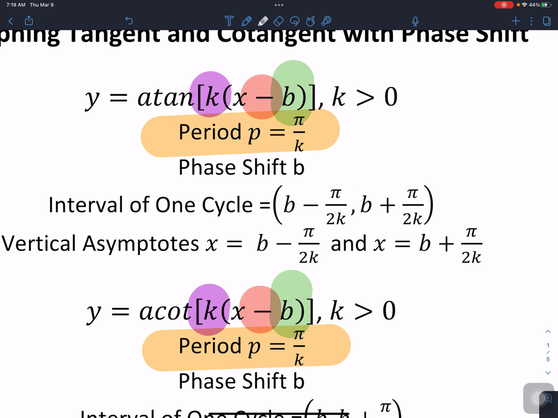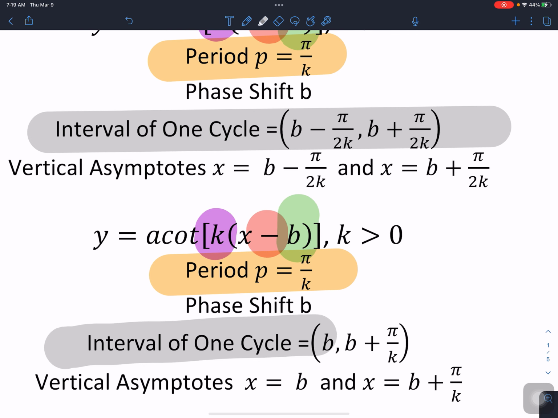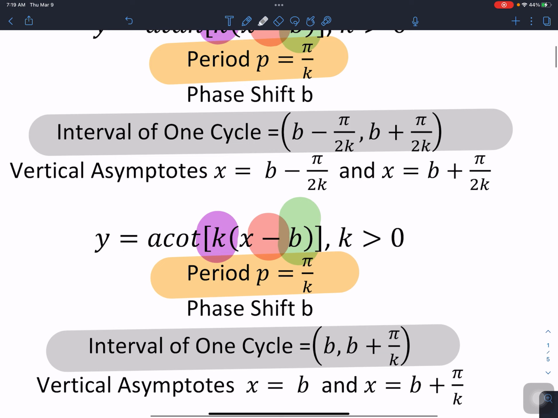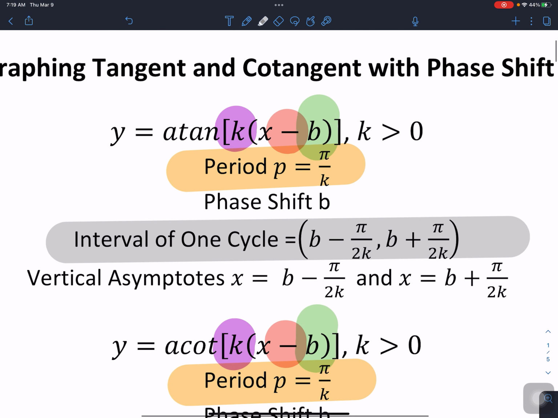Also, remember, the interval of one cycle now is about shifting everything over. So for tangent, this is your interval of one cycle. And then for cotangent, here's your interval of one cycle here. Okay? Scroll up. There we go.